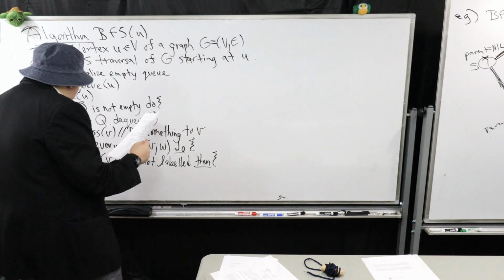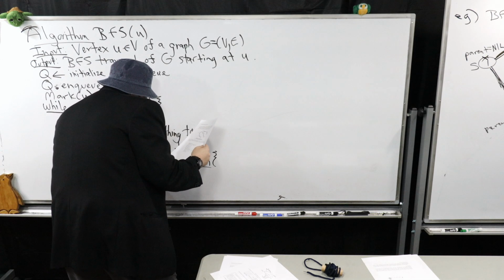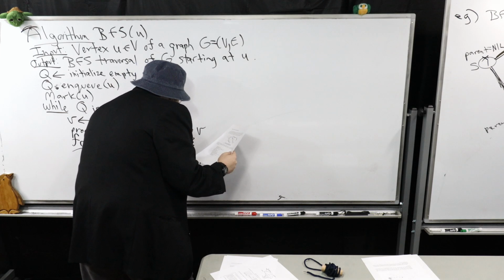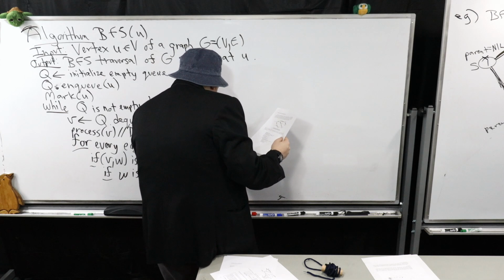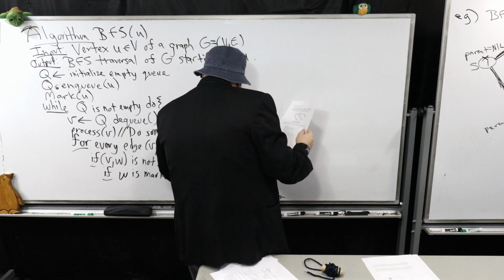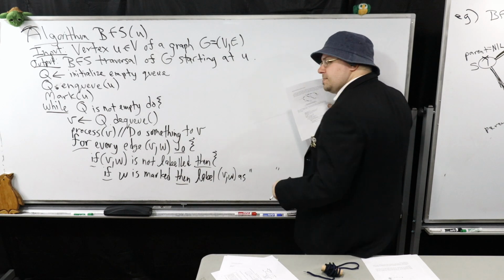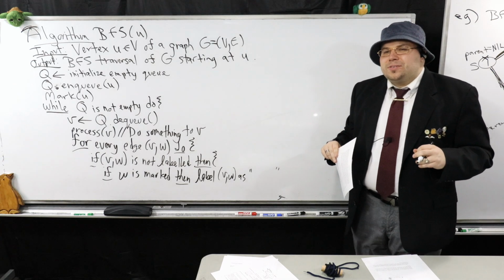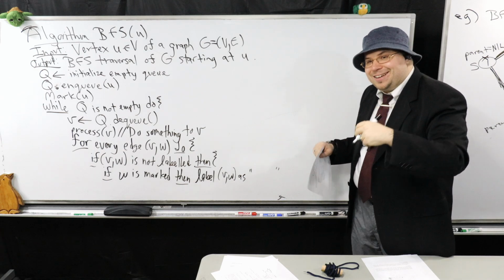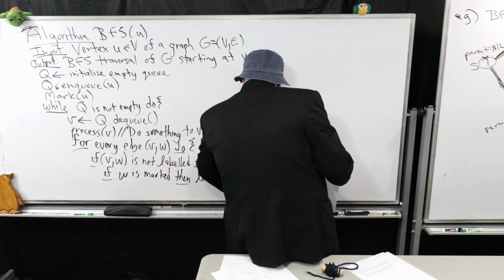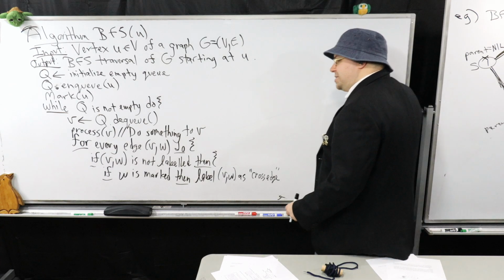So if it is marked, so if W is marked, then what should I label the edge as? Label VW as, what kind of edge should I label it as? So if I'm finding that the opposing endpoint's already marked when I'm exploring, it's a cross edge, exactly. So all I do is I say it's a cross edge. So I label that edge as a cross edge.